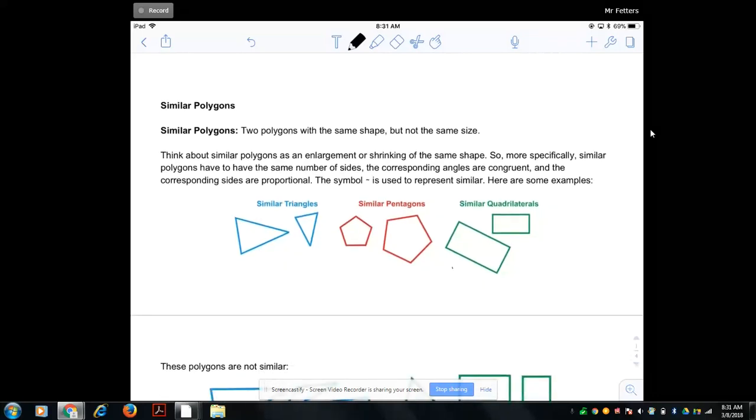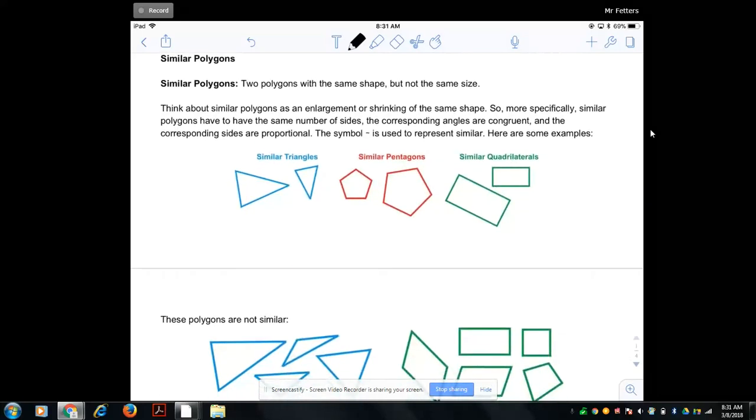Well, let's take a look. First thing here, it says similar polygons. They're basically two polygons with the same shape, but not the same size. So it's basically, as it says here, similar polygons. They've either been enlarged, made bigger, but kept the same shape, or made smaller. It's like a scale drawing.